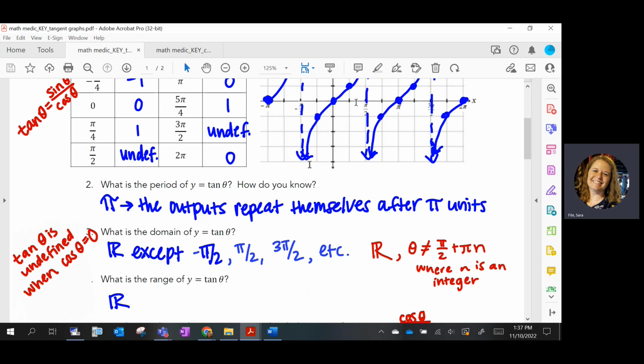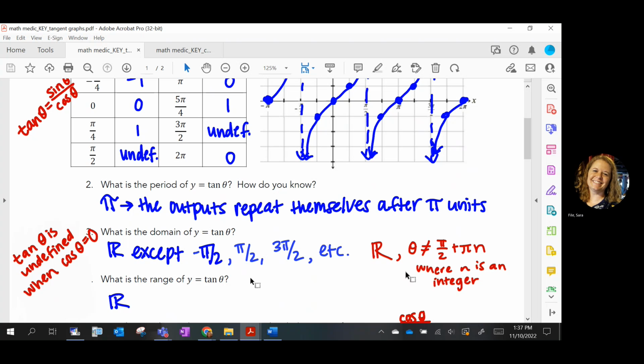The domain is everything except the asymptote. So we'll just list that as all real numbers. It cannot be, and then you can list out the exceptions, or in mathematical notation, that would be all real numbers. Theta cannot be pi halves plus pi n, because that's the intervals where the asymptotes are happening, where n is an integer.